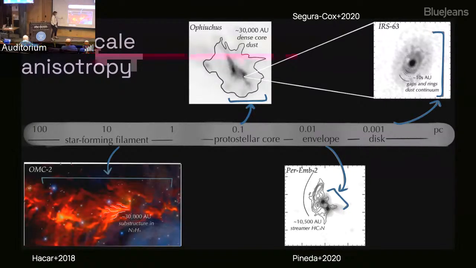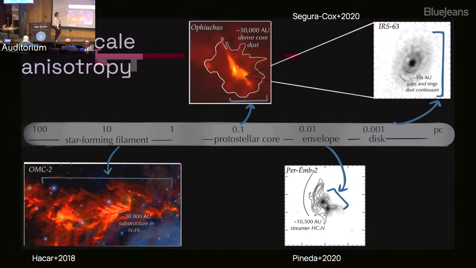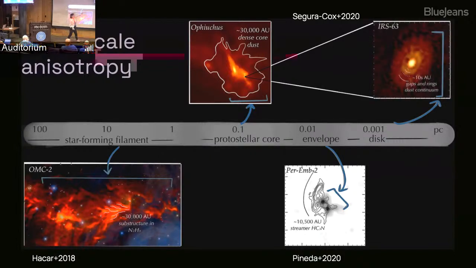There's been some observational work from Elviro Hacar. He's found these velocity-coherent little bundles called fibers. I would call them flows, but that's just me. They're about 30,000 AU in scale, so I'm winking very emphatically at that scale. That's about the size of a protostellar core, like this one in Ophiuchus, in the dense dust. And in that same core, work by Dominique Segura-Cox shows a suggestion of substructure for a source that is very, very young.